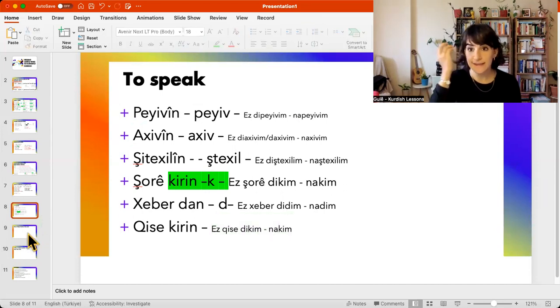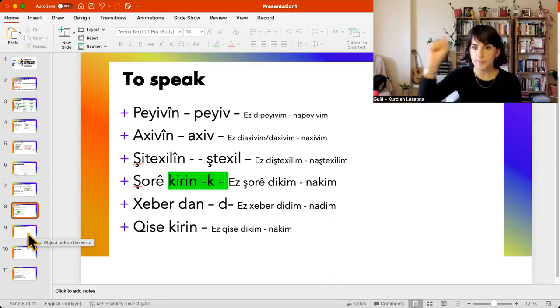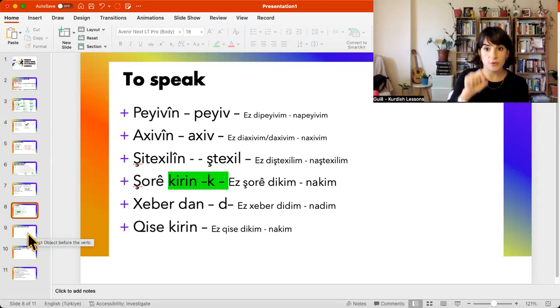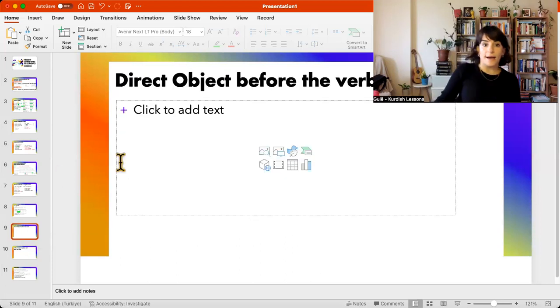Now you can freely say, I speak Kurmanji: "as Kurmanji dipayivim, as Kurmanji dahavam, as Kurmanji dishtaghalam, as Kurmanji shoredikam, as Kurmanji khabardidim, as Kurmanji qsedikam." Okay?